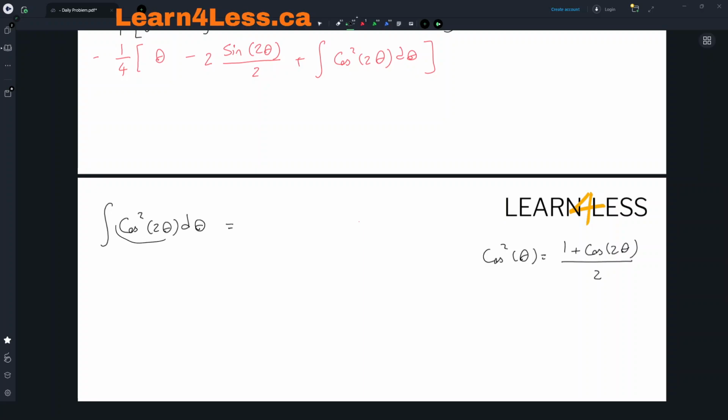So here what we have is cosine squared of 2 theta. So not just theta, it's 2 theta. So when I replace it with this identity, it would be 1 plus cosine of 2 times the angle, or basically 4 theta. Whatever we have here, it's twice of that. So in this case, we have 2 theta, so here we have 4 theta, all of that over 2 d theta.